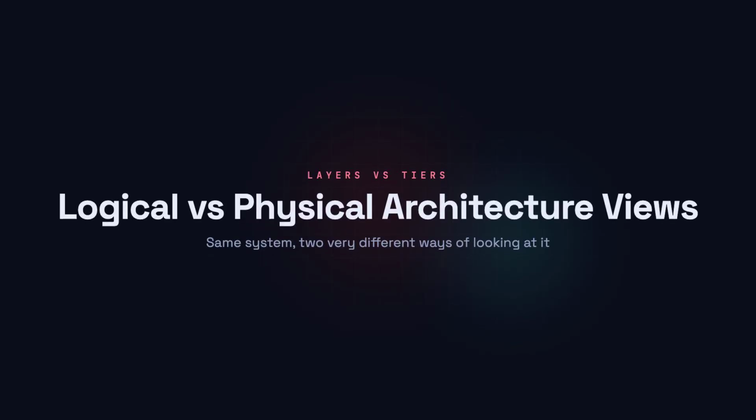When you design a system, you are actually making two distinct sets of decisions: how to divide up responsibilities in your code and how to deploy that code across machines. These two concerns look similar on the surface, but mixing them up causes real confusion. In this video, we untangle them clearly.